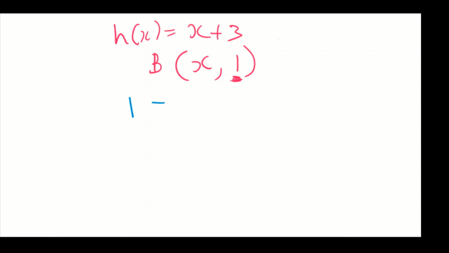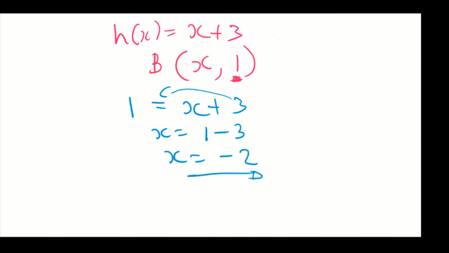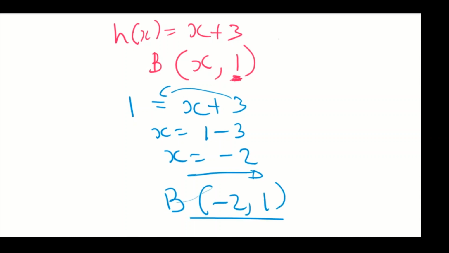So having our h of x being equal to x plus 3 and our b being equal to x and 1, we want to find the x value now of b. So we're going to substitute this y value in our h of x. We're going to put 1 instead of h equals to x plus 3. Transpose the 3 to the other side. We have x equals 1 minus 3, and then x equals minus 2. So this is the x value of our b. So if you write b, it's going to be minus 2 and 1.